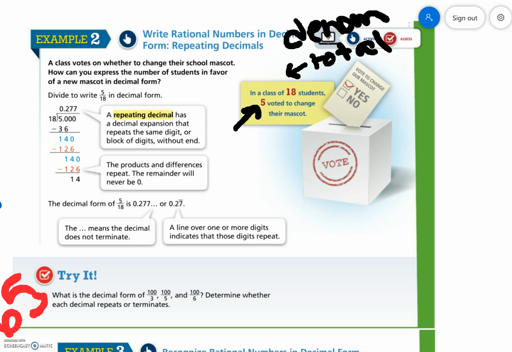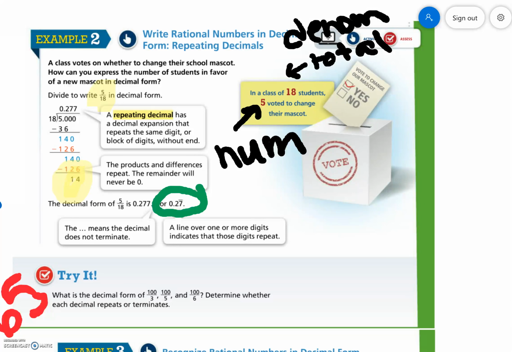5 of them voted yes to change the mascot. So that is going to be our numerator. So they did 5 over 18, long division, and got 0.27 and saw that it would keep repeating 7s, which means the 7 would happen forever. Please pay attention here. 0.27 with the line over it. The line over top means that it is repeating.